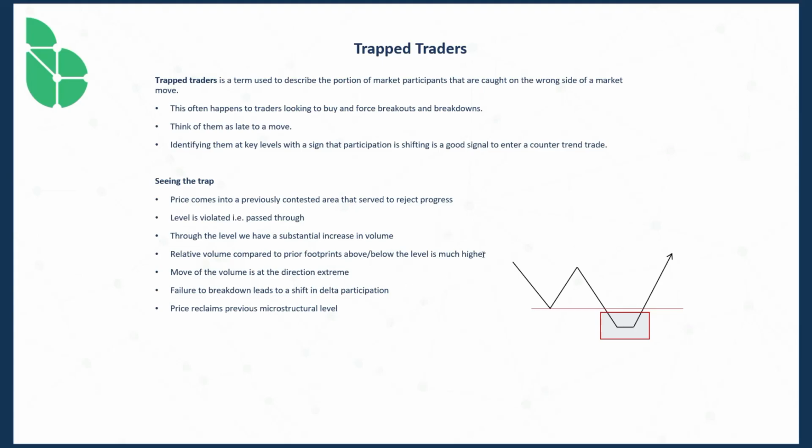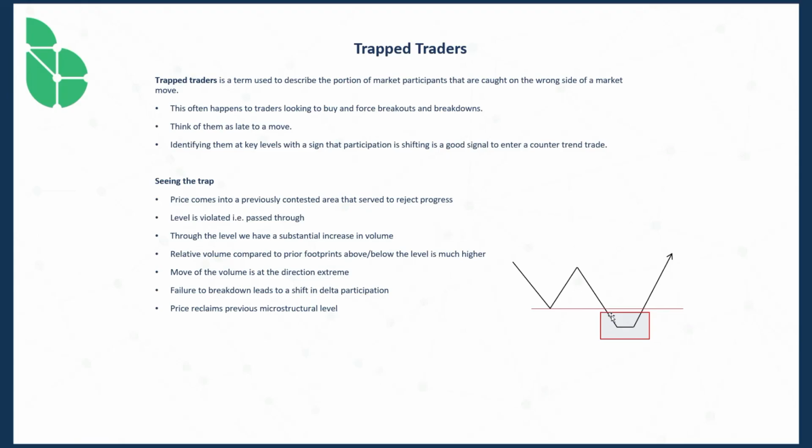And then we look for a shift in delta participation. So below this low, right here, we might come into it on very heavy volume, tremendous volume, delta being very negative, substantially greater than the prior candles through the level. And then since price fails to break down, maybe it consolidates sideways for a little bit, we see a shift in participation.